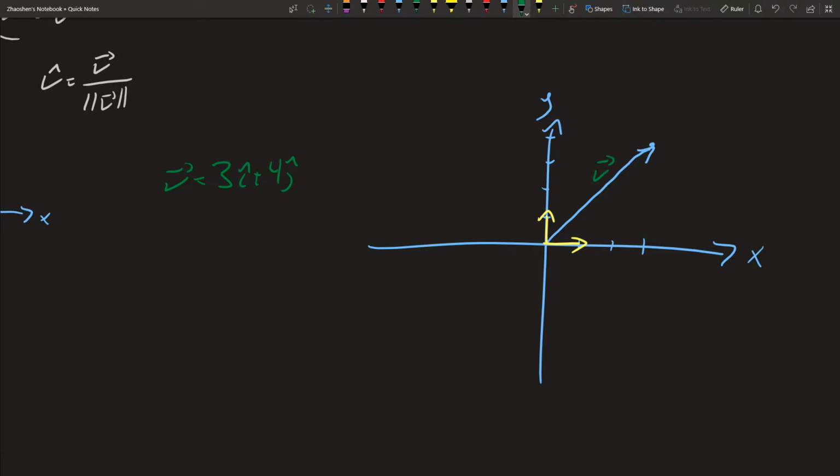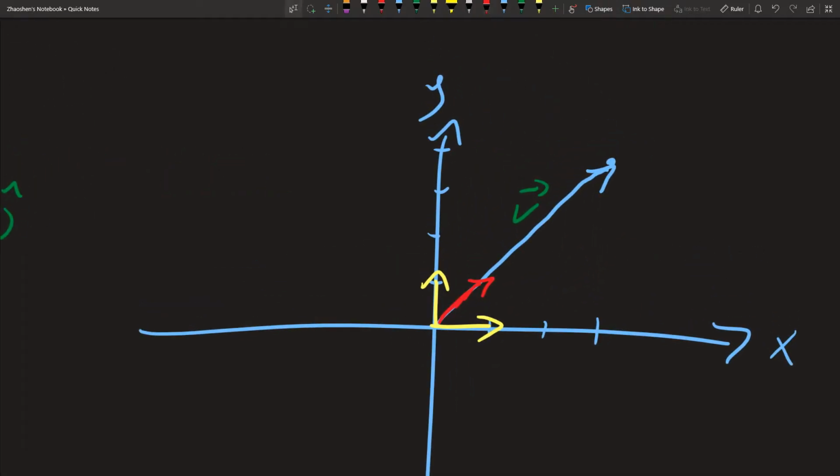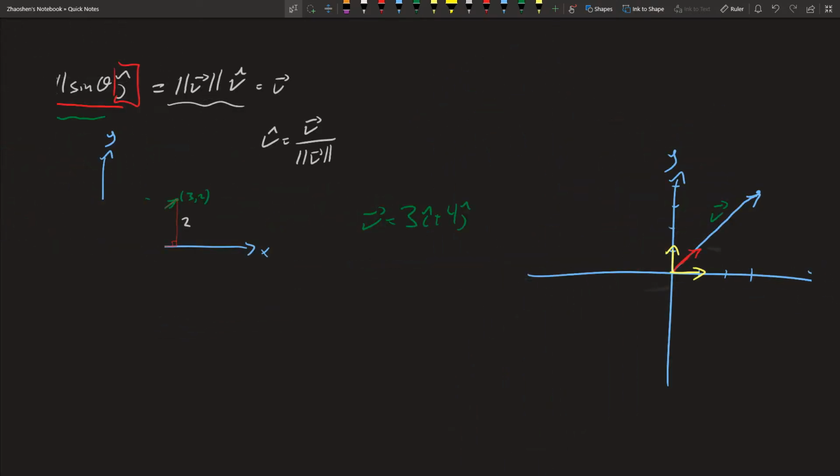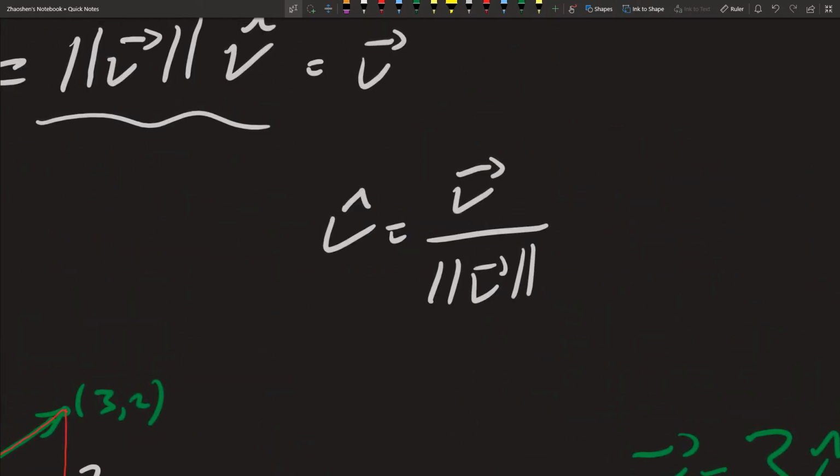Now, how do we actually compute the unit vector in this direction? Meaning that we want to compute a vector that looks something like this. It points in the direction of v but has a length of 1. How do we do it? Well, solving for the unit vector, we get this formula over here.